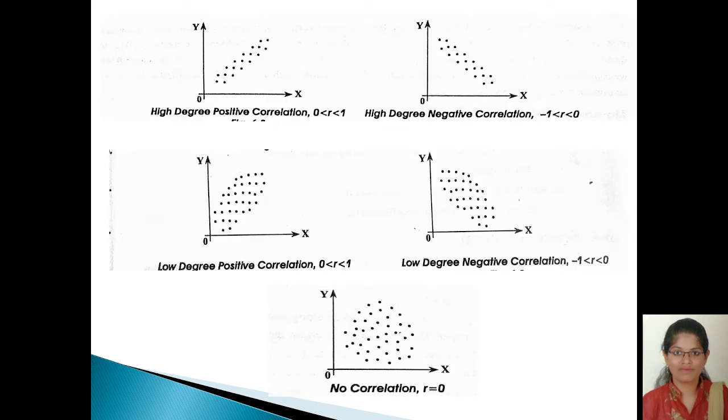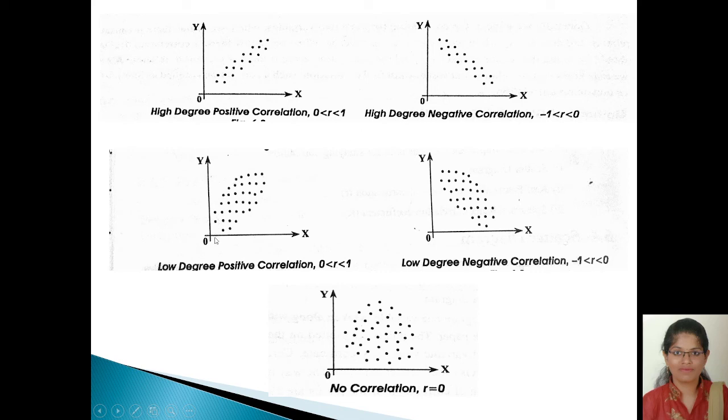The next diagram shows an upward trend, increasing order, and the correlation coefficient value is between 0 and 1, that is, 0 less than r less than 1. This is known as high degree positive correlation. The next graph shows a downward trend, meaning decreasing order of the points, and the correlation coefficient value is -1 less than r less than 0, that is, the range is -1 to 0. This is known as high degree negative correlation.